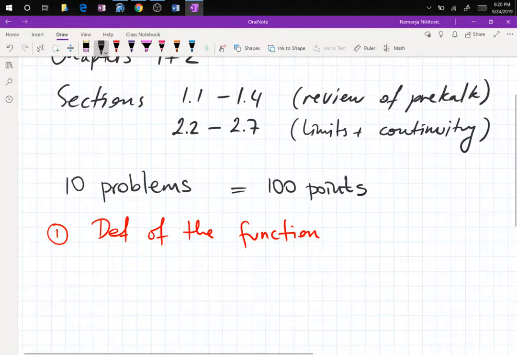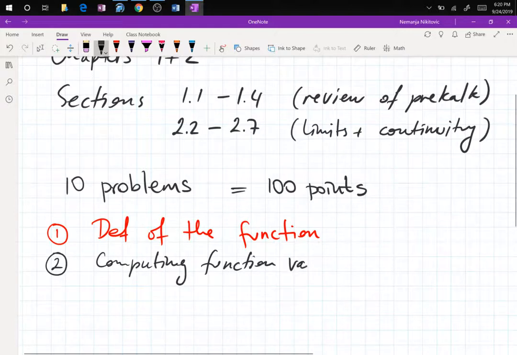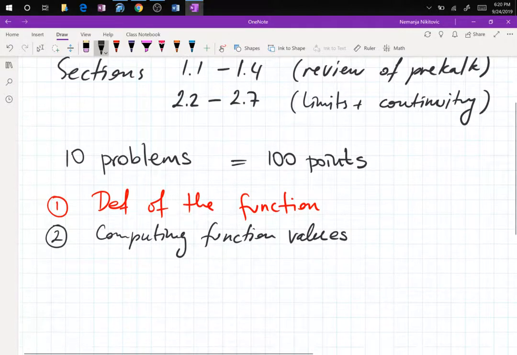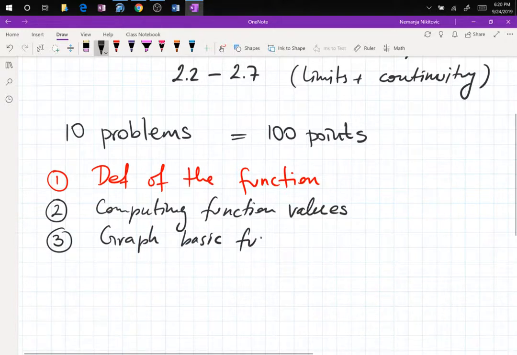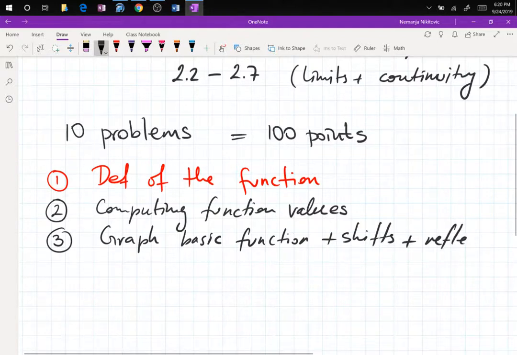Now, other things you are looking at regarding pre-calculus is, number 2, computing function values, which is, figure out f of 3 and stuff like that. Number 3, graph basic functions, plus shifts, plus reflections. So that's 1.6, I believe, in your pre-calculus book.